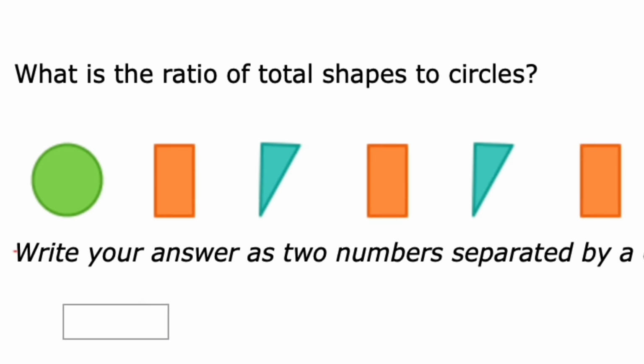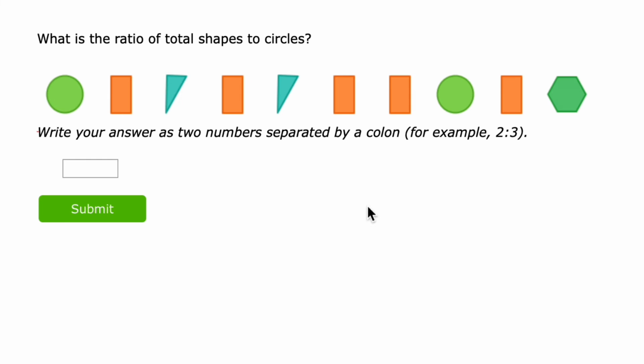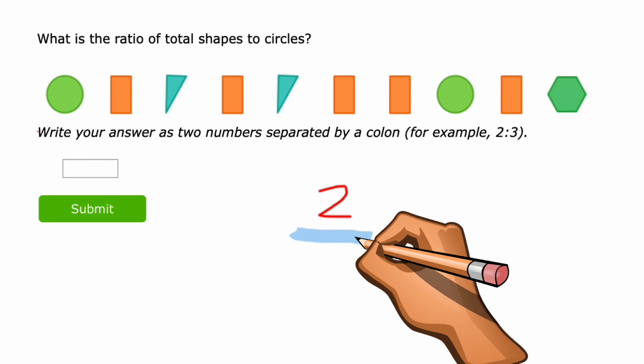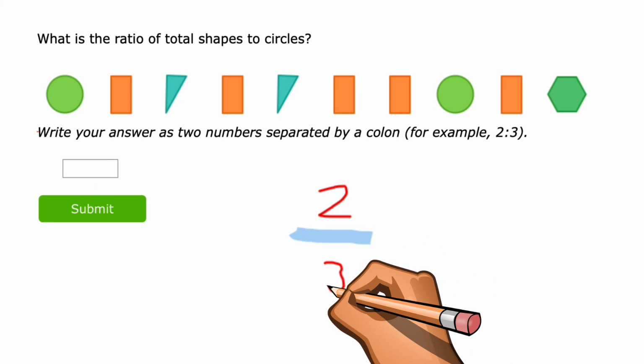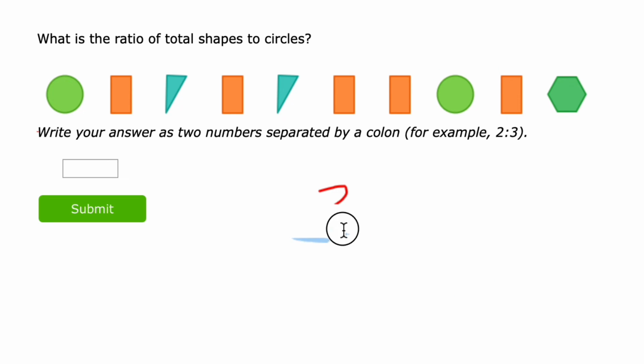Let's get started. What is the ratio of total shapes to circles? We really have to pay attention to detail when we're being asked this. And I forgot to tell you, if you're doing this on paper, however your teacher asks you to write down ratios in pen or pencil, they'll probably ask you to write it like 2/3, because you can't just write a colon, since you're not typing.